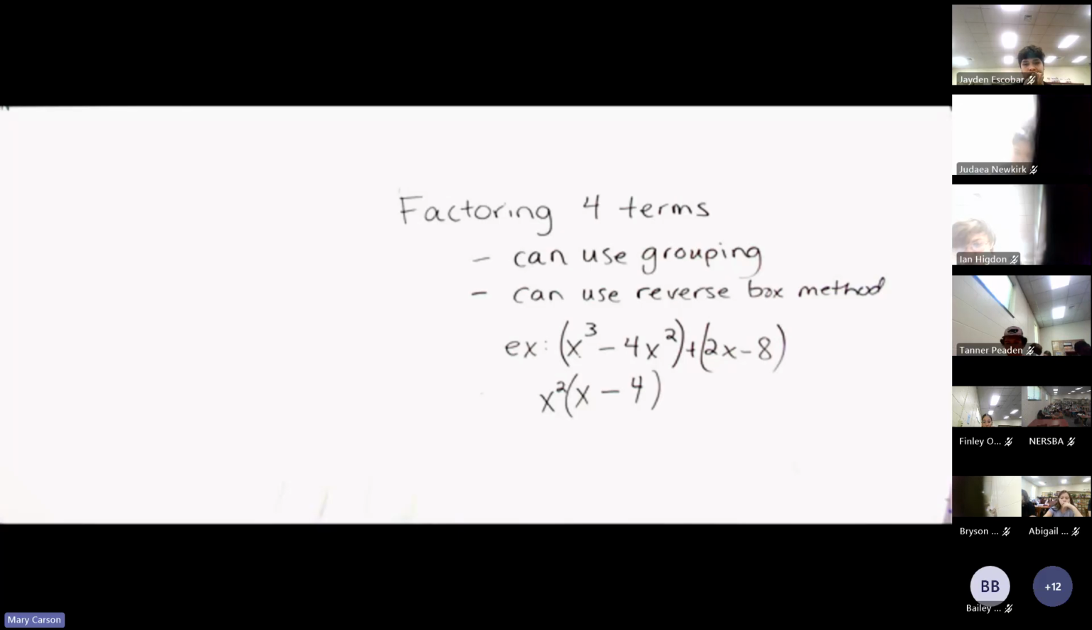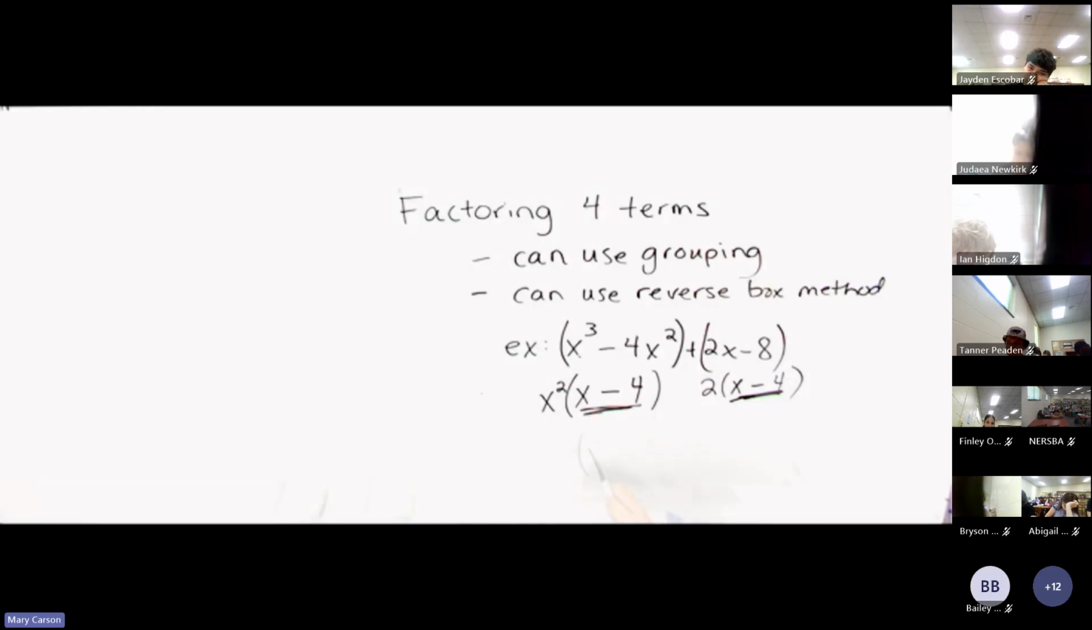A 2, good. So I bring out a 2, and then what should happen, if I did this correctly, is whatever's in here, it should be the same thing as what's in here. So 2 times what's going to give you 2x? We need an x. A minus, and 2 times what's going to give you -8, a 4. And notice how this is the same as that, right? So we bring that down.